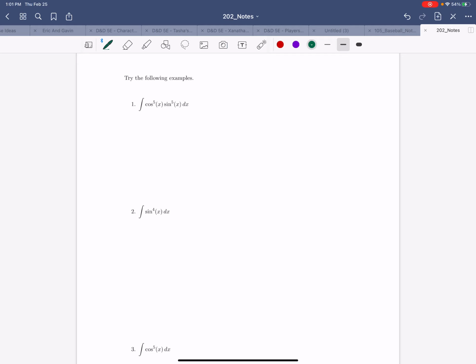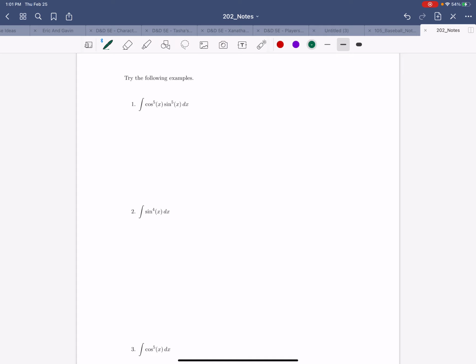Hey everyone, now that we've learned how to integrate products of sines and cosines, let's do a couple of examples. Remember that there are two types of approaches that we use. One approach is u-substitution when one of the powers of sine or cosine is odd. The other case is when all the powers of sine and cosine are even, when we use half-angle formulas, and possibly other stuff. Let's take a look at number one.